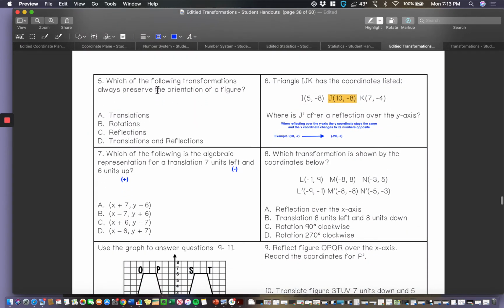So for number 5, which of the following transformations always preserves the orientation of the figure? A, translations, B, rotations, C, reflections, or D, translations and reflections.